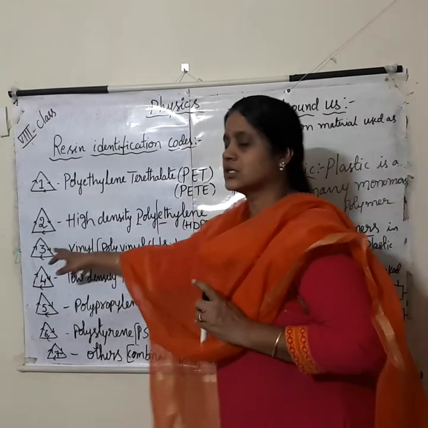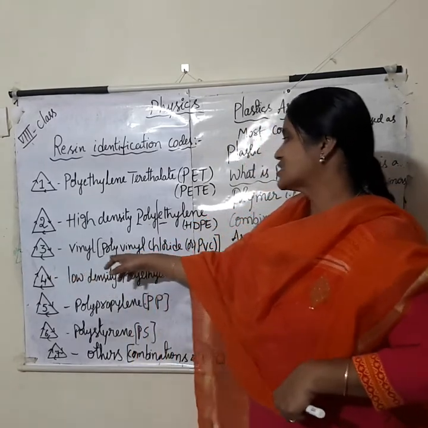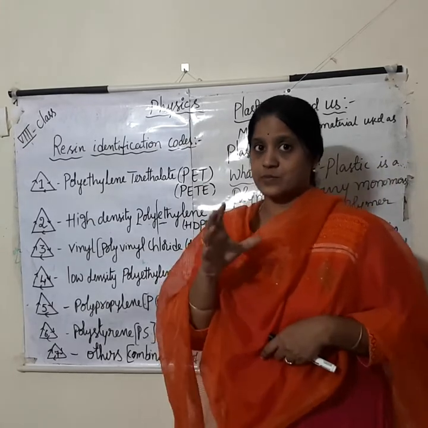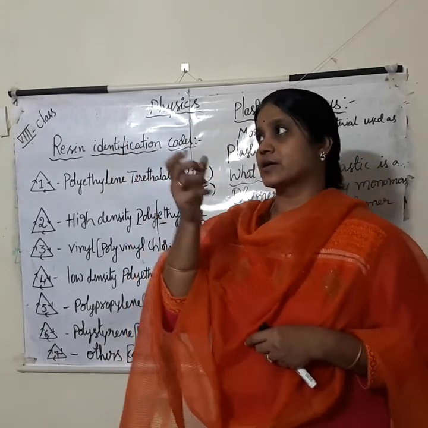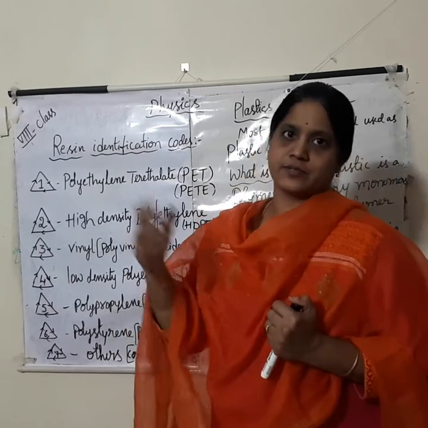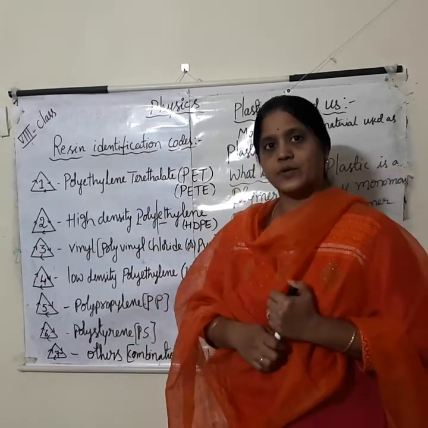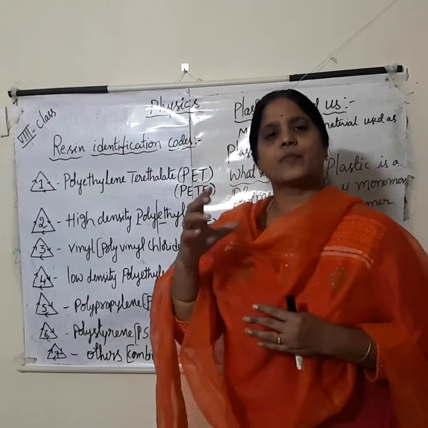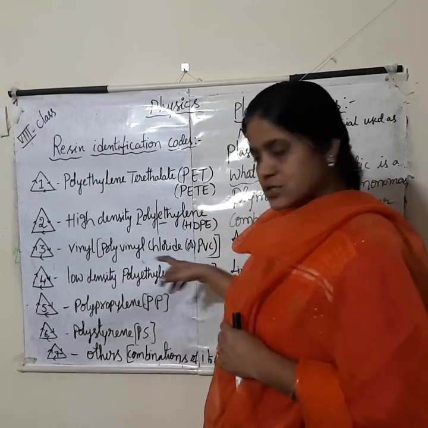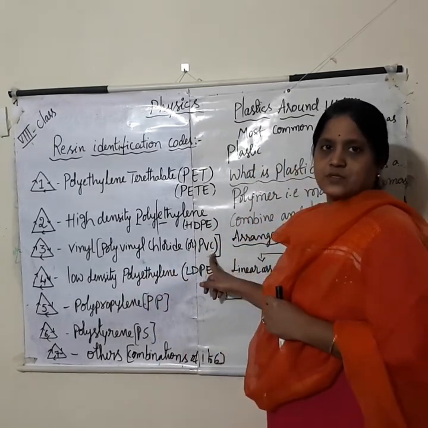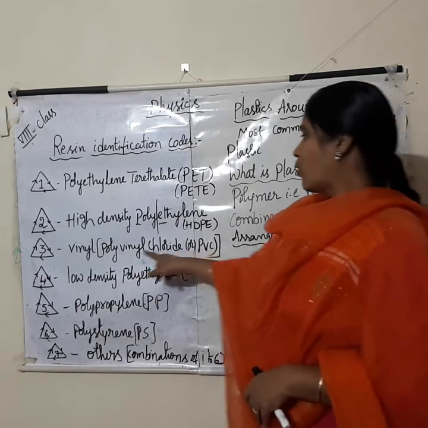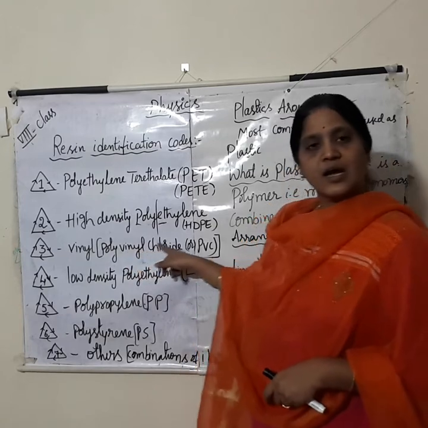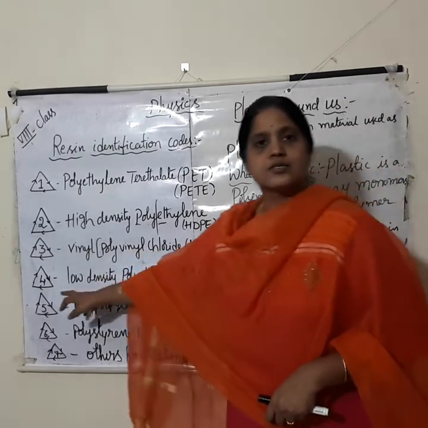Next, coming to triangle 3, this indicates vinyl. Earlier we used iron pipes for water supply, not for electrical connection, only for water supply. Nowadays, wherever you see, plastic pipes are used. That comes under PVC pipes. What is PVC? Polyvinyl chloride, meaning they are made of polyvinyl chloride.